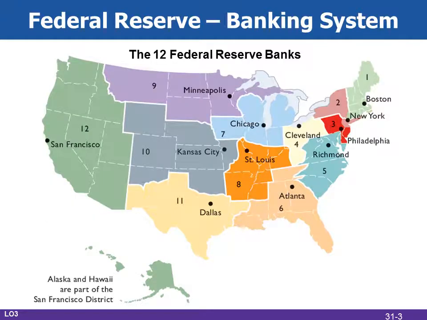Quickly here we see the 12 regional banks across the country, and obviously I'm not going to ask you all to memorize all 12 of these, but it's a little trivia. Maybe you're on Jeopardy sometime and they say, can you name 5 of the 12 regional Federal Reserve banks? And like I said, we have one right here in Philadelphia.